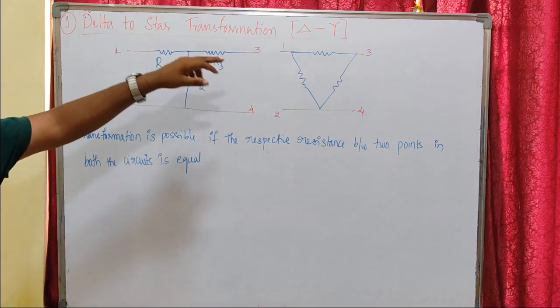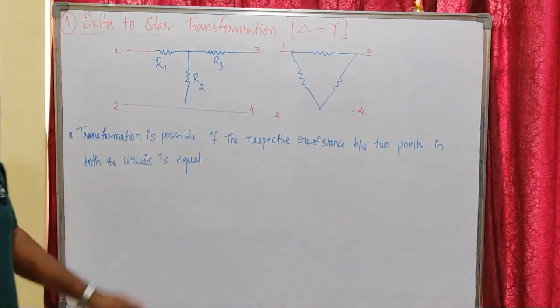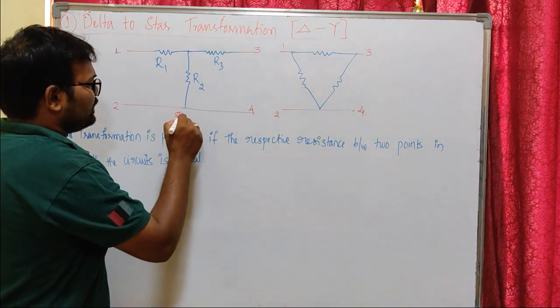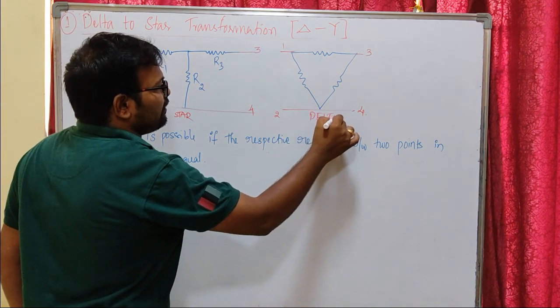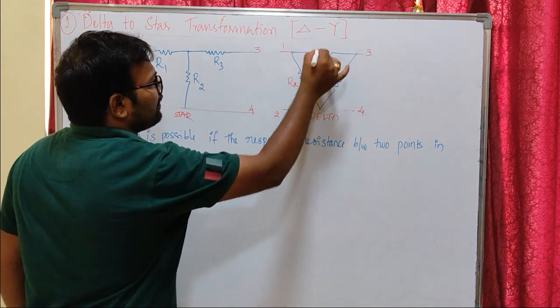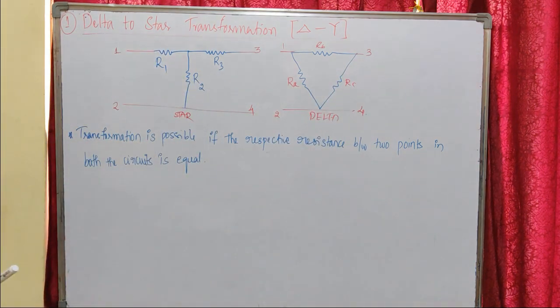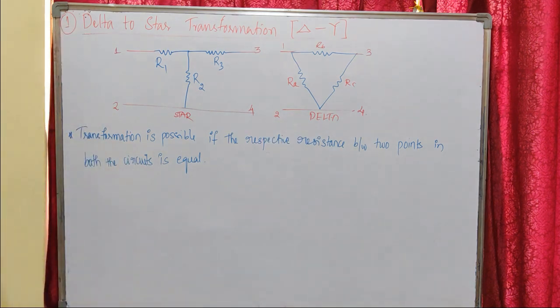Now let us try to transform a delta circuit into a star circuit, that is delta to star transformation. Here the delta is going to be transformed into a star connection. This is the star connection, I have just tilted it, and this is the delta connection. The resistances here are RA, RB and RC, and here they are R1, R2, R3. Three resistors are connected in star here and three resistors are connected in delta here. Now we have a condition here.